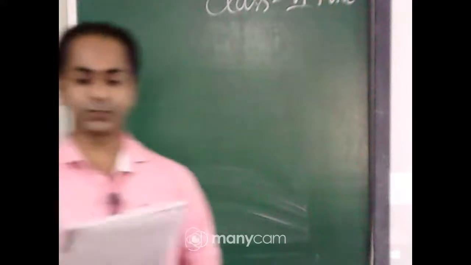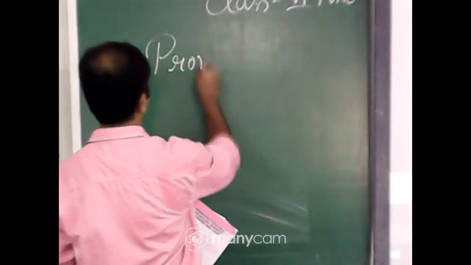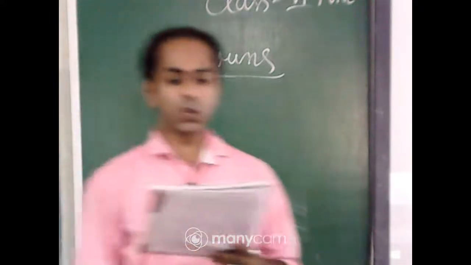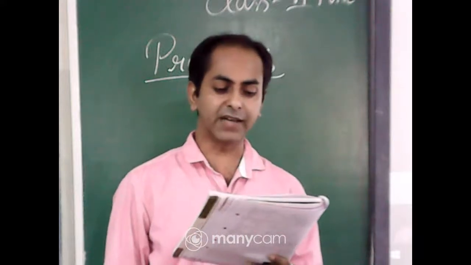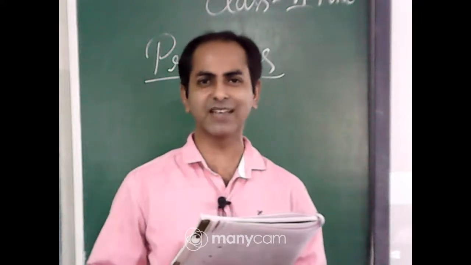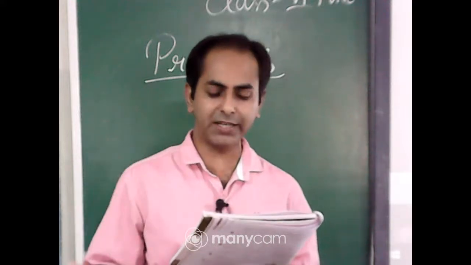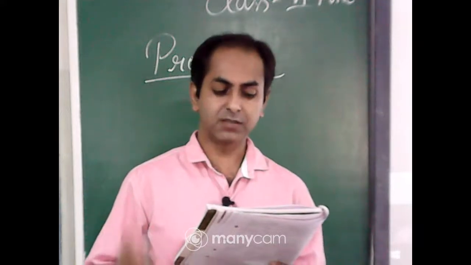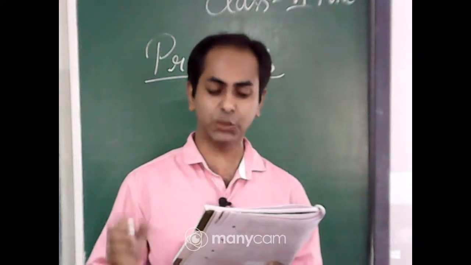Now let's follow the book. Chapter name is Pronouns. Words used in place of nouns are called pronouns. Savita is riding a bicycle. Savita stopped at the garden to play. So in both the cases we are using the name Savita. Let us use the pronoun she instead of Savita in the second sentence and rewrite it. Savita is riding a bicycle. She stopped at the garden to play.